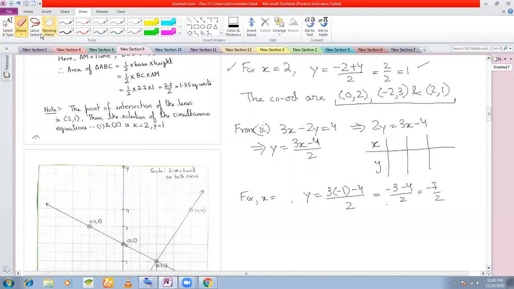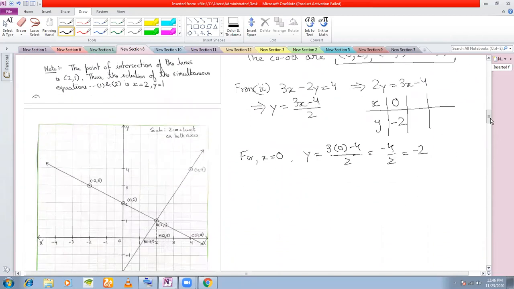Let us consider x is equal to 0. Let's see what we get. So x is equal to 0, you get 3 into 0 minus 4 divided by 2, which is -4 by 2, which is -2. So -2 is quite acceptable. So for x is equal to 0, we are getting y is equal to -2. So this is okay, right?